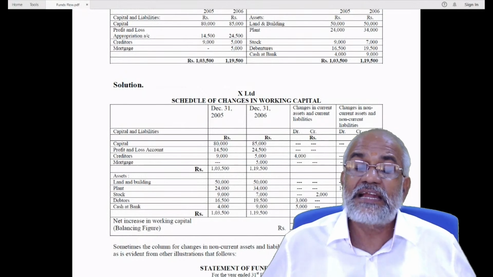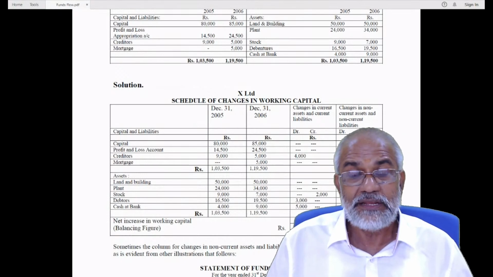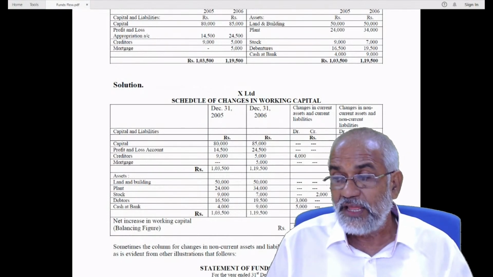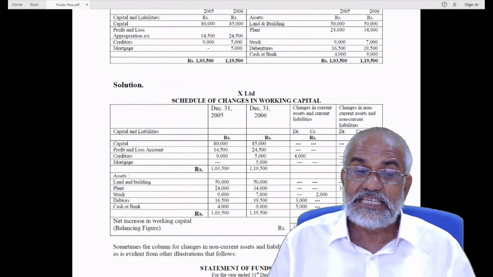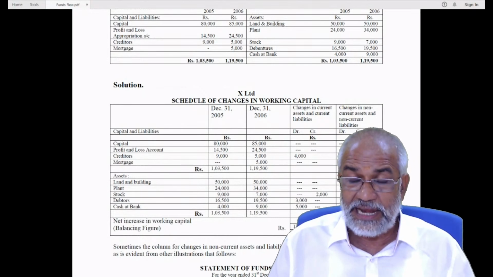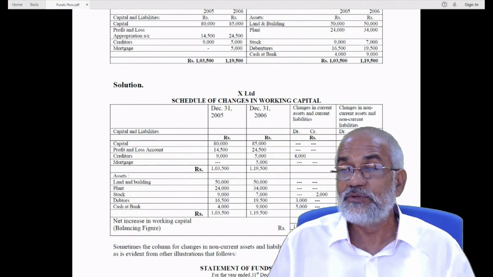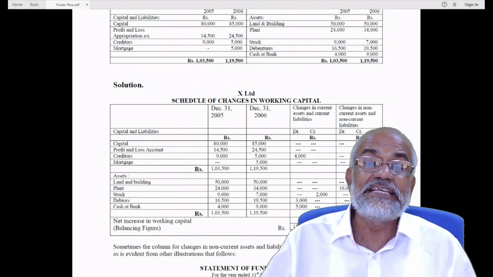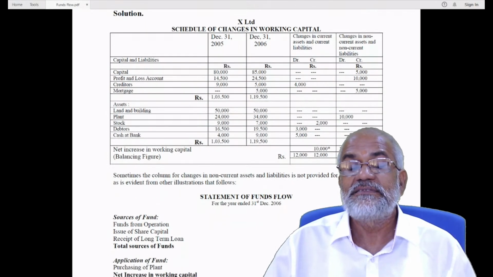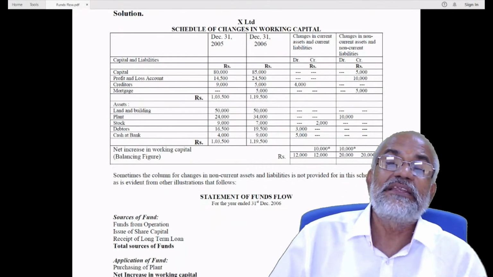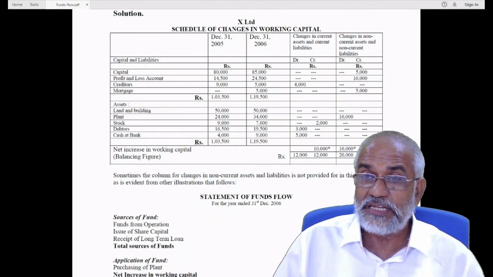It may so happen that at times when the statement of changes in working capital is being prepared, the balancing figure may appear in the debit column of the current category and the credit column in the non-current category. In that case, the balancing figure would be titled as the net decrease in working capital. Net increase in working capital is an application, and the net decrease in working capital is a source. So this is about the first advantage of the two additional columns for the non-current category.